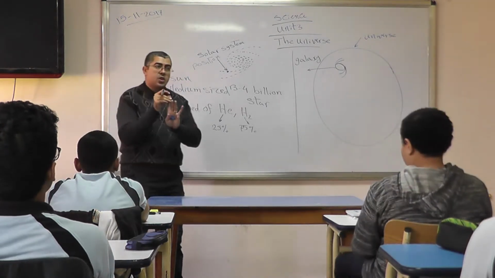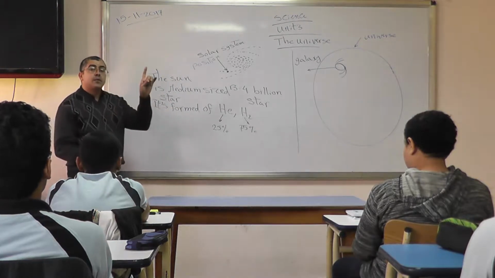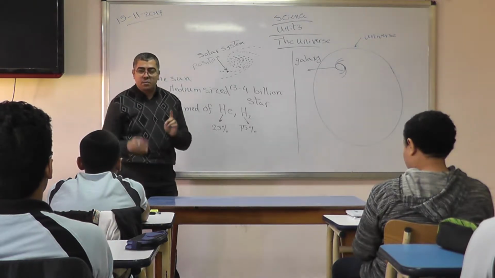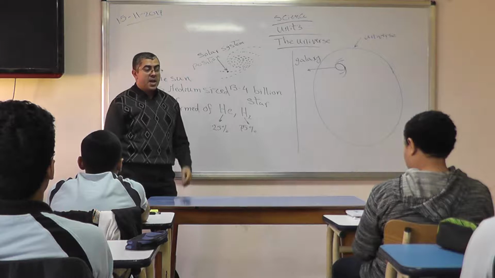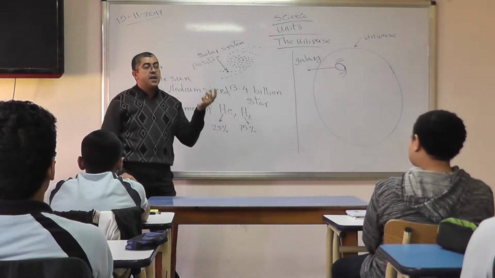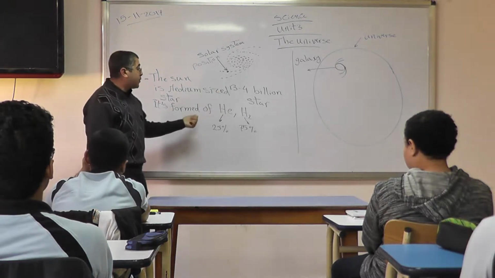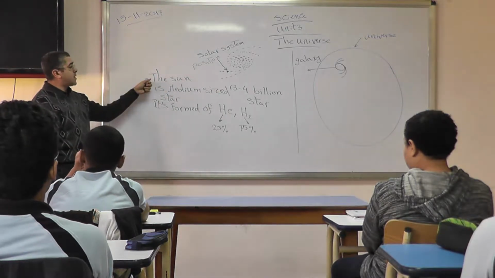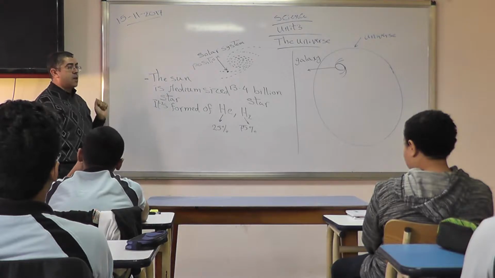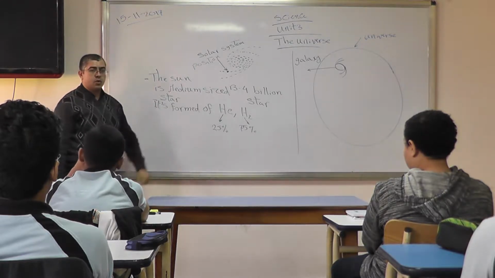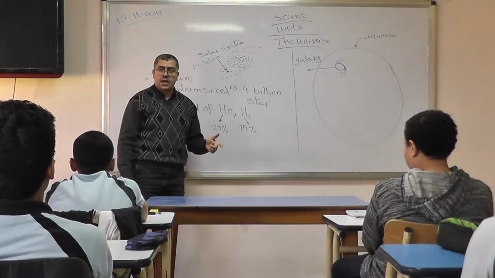This is the sun, and we have 4 types of stars. The smallest one is called, for information, the dwarf star. Dwarf means infinitesimal, the smallest one. And the second one is medium, like our sun. What is the definition of the sun from last time? The sun is the medium-sized star formed of helium and hydrogen, or burning gases.